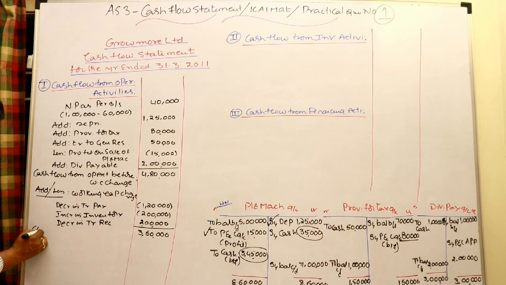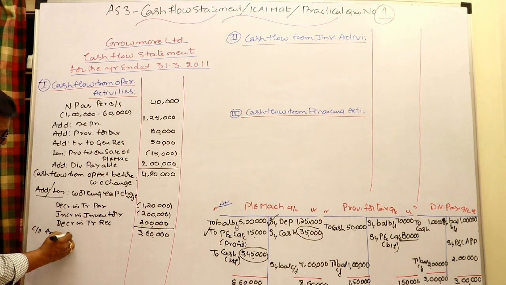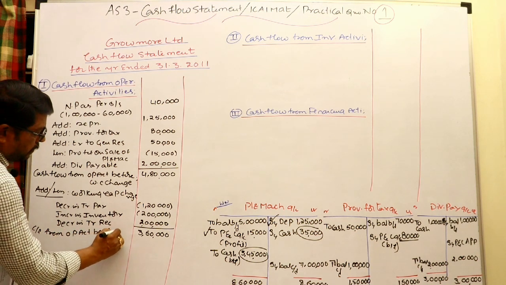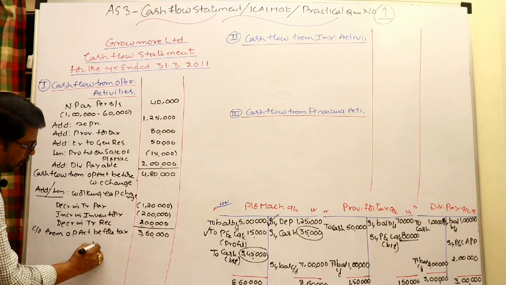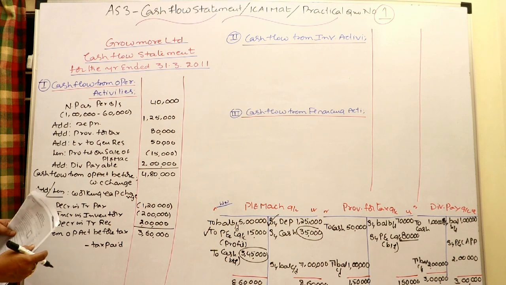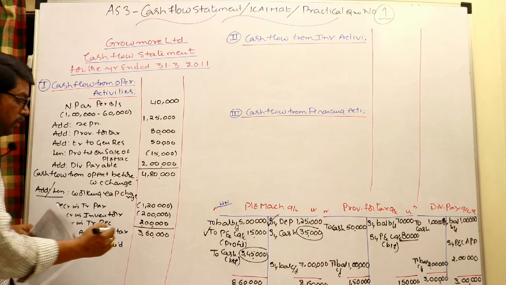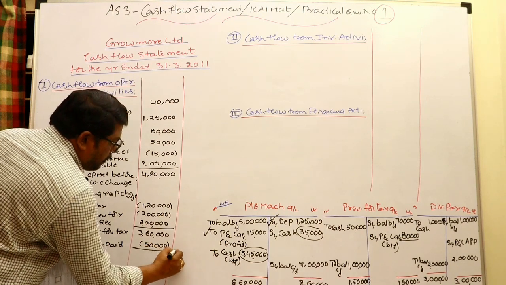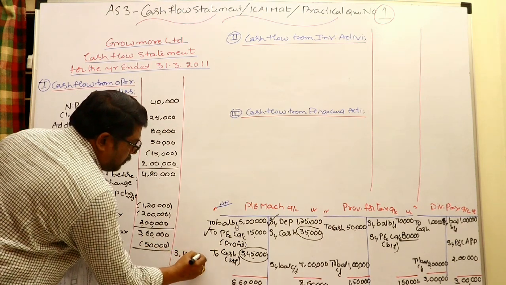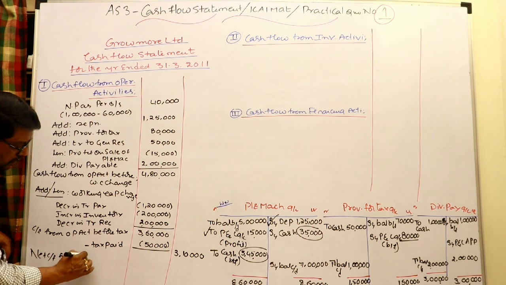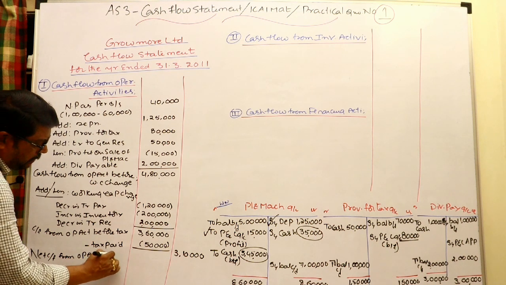This is cash flow from operating activities before tax, minus tax paid. Look at the tax account, how much tax was paid: 50,000. The result is 3,10,000. This is the net cash flow from operating activities after tax.